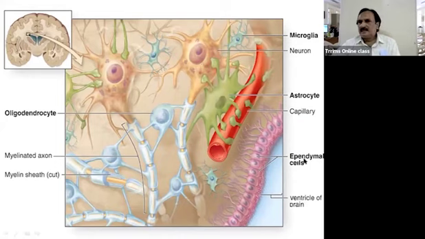And then you have the ependymal cells. The ependymal cells are mostly secretory in nature. Also in the spinal cord, in addition to lining the canal, they will also secrete the cerebrospinal fluid. The oligodendroglia are mainly responsible for the myelination in the central nervous system, whereas the myelination in the peripheral nervous system is by the Schwann cells.